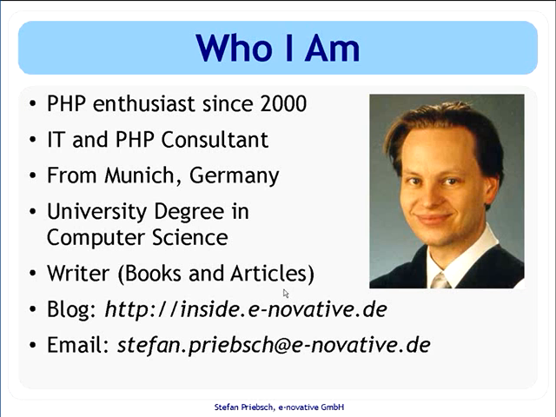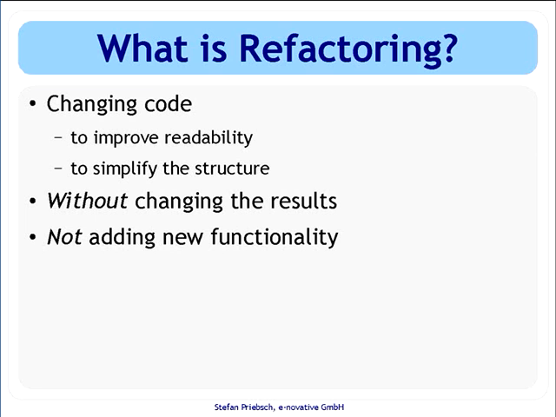We will be talking about 7 steps to better PHP code, and this is the second part today. Basically, this is a talk about refactoring, as I've already mentioned last time. Just to get you up to speed again, what is refactoring? Refactoring is about changing code to improve the readability, to simplify the structure, to improve the design. You're not supposed to change the results, so you're not adding new functionality or new features. You're improving existing code, and if you start adding new features, that's not refactoring anymore.